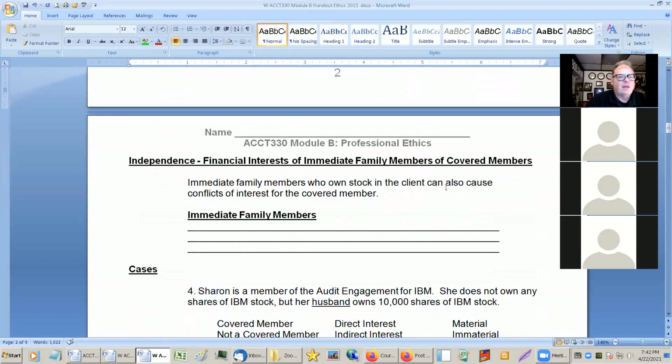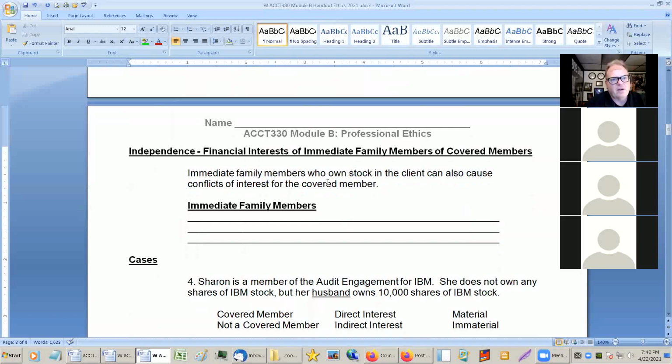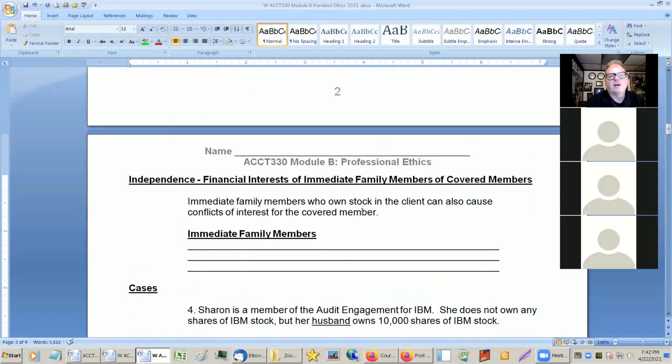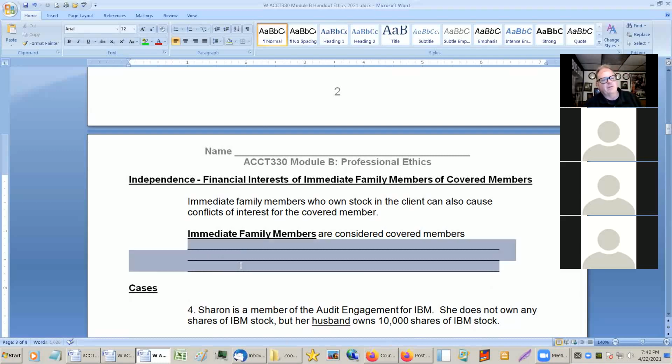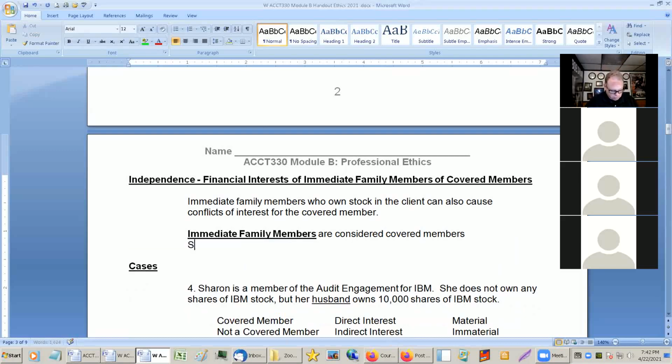Okay, immediate family members. I know I can't own IBM stock, so I'll give the stock to my husband or my kid. Well, that doesn't work either, because immediate family members are considered covered members. The next question is, who qualifies as an immediate family member? They are spouses, spousal equivalents, and dependents. Usually this is dependent children.